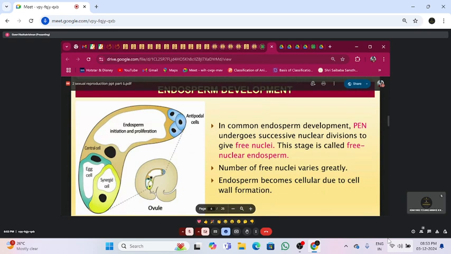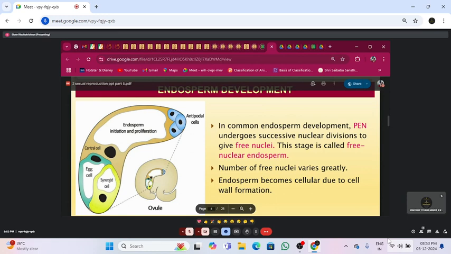In common endosperm development, the primary endosperm nucleus undergoes successive nuclear divisions to give free nuclei. This stage is called free nuclear endosperm. The number of free nuclei varies greatly, depending on the species, the plant and the variety. Then the endosperm becomes cellular due to cell wall formation.